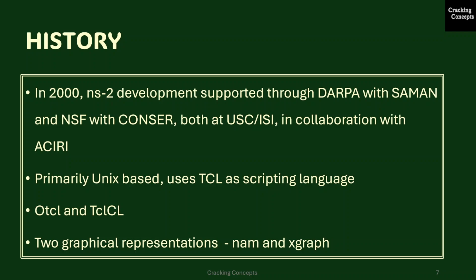NAM displays how the different nodes are communicating and how the exchange of packets has been done. It shows the topological design of the network that is simulated. Xgraph is another method that represents the results in the form of a graph. It saves the result in a trace file.